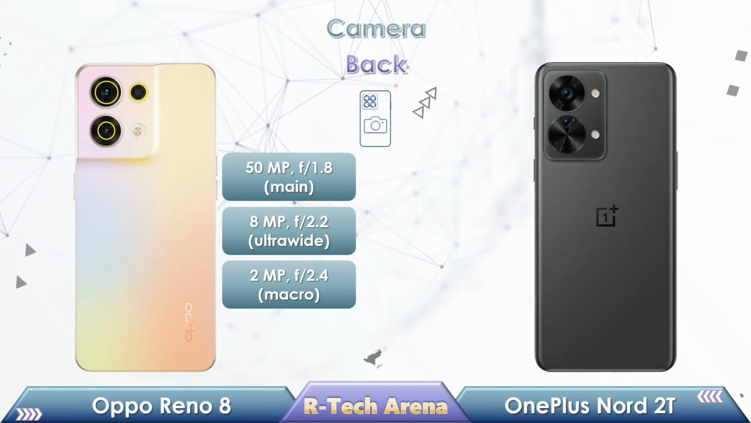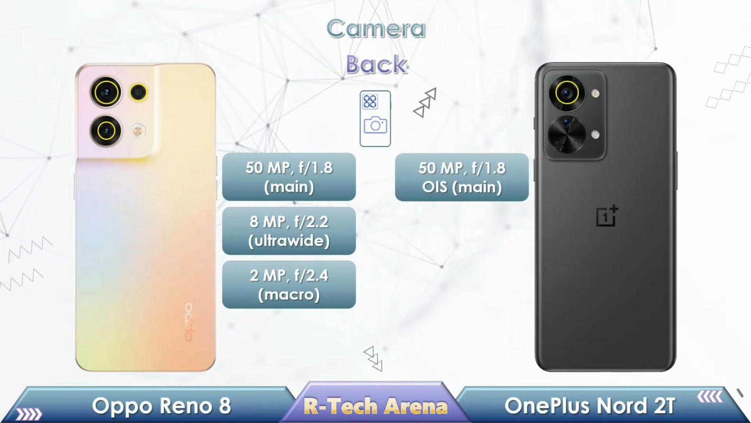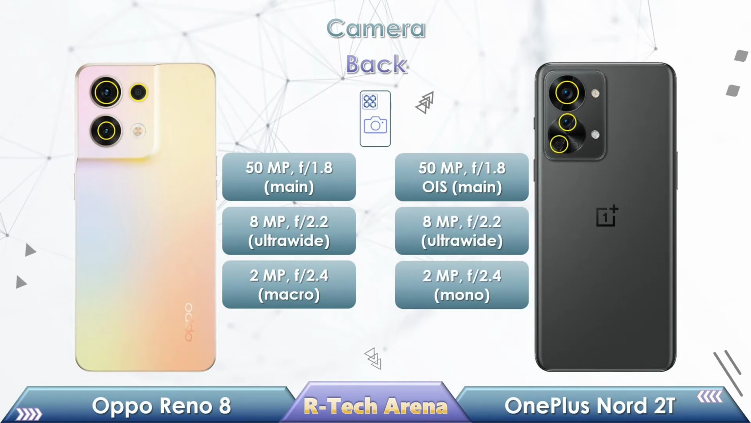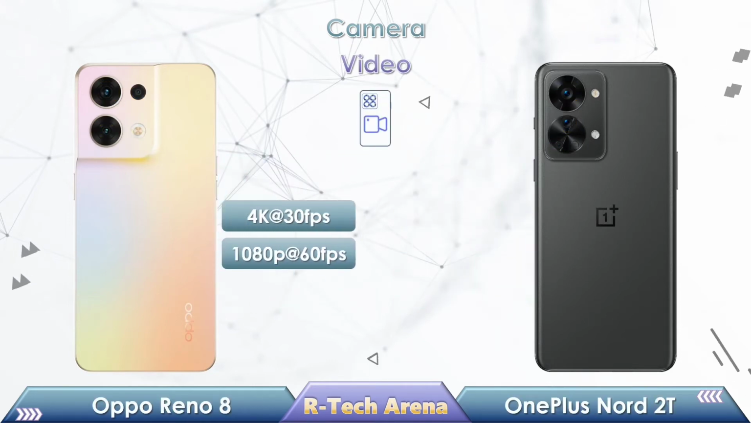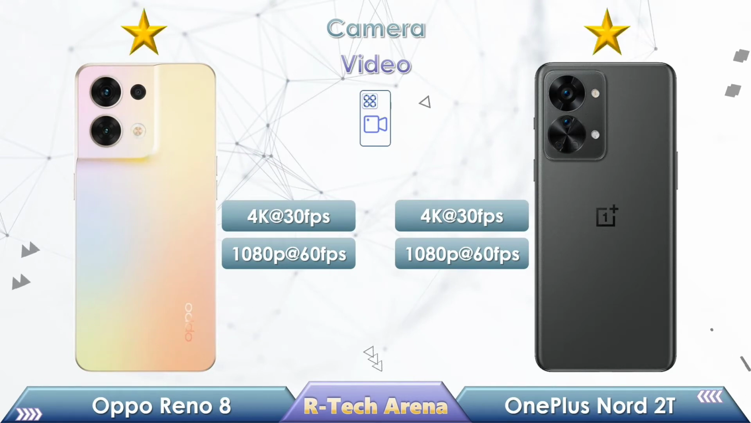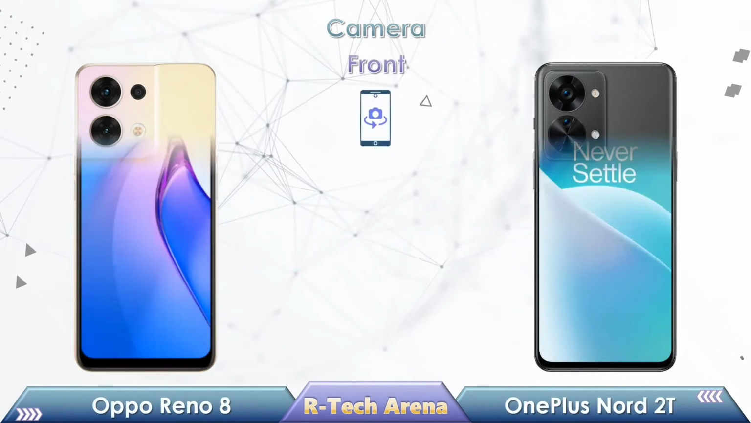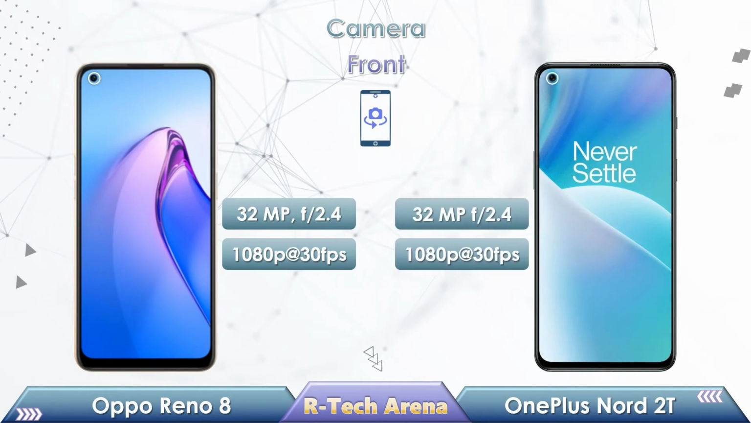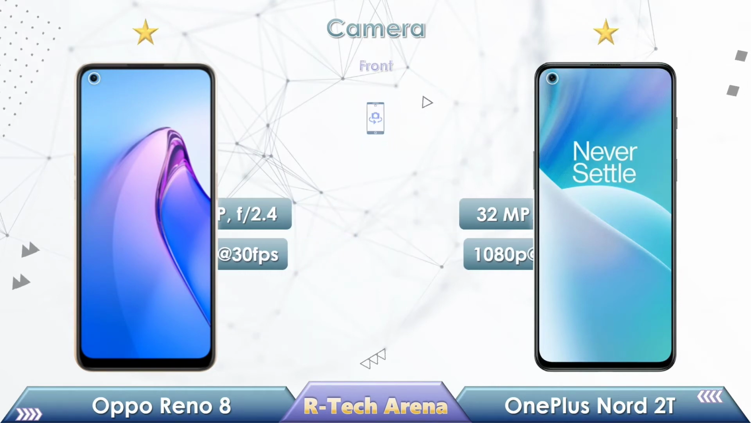OnePlus Nord 2T has a triple camera setup, including a 50 megapixels primary lens with OIS support, an 8 megapixels ultra-wide camera, and a 2 megapixels mono camera. If you look at the video resolution of these phones, Oppo Reno 8 supports up to 4K resolution at 30 fps, and the OnePlus Nord 2T also supports up to 4K resolution at 30 fps. In a comparison of front camera, Oppo Reno 8 comes with a 32 megapixel selfie camera, with a Full HD video resolution at 30 fps, and the OnePlus Nord 2T also comes with a 32 megapixel selfie camera, with a Full HD video resolution at 30 fps.